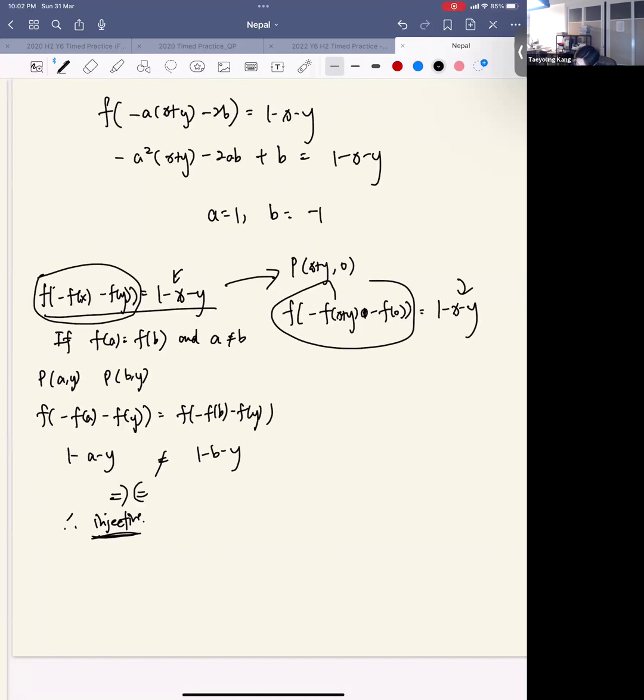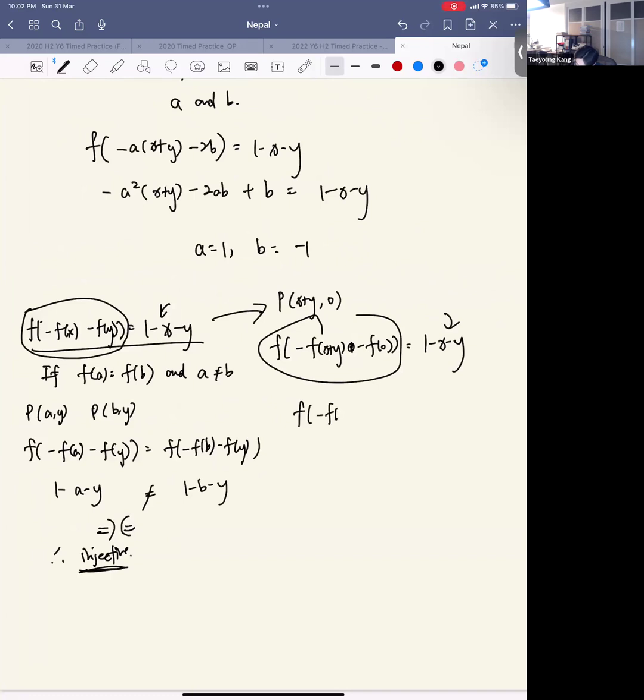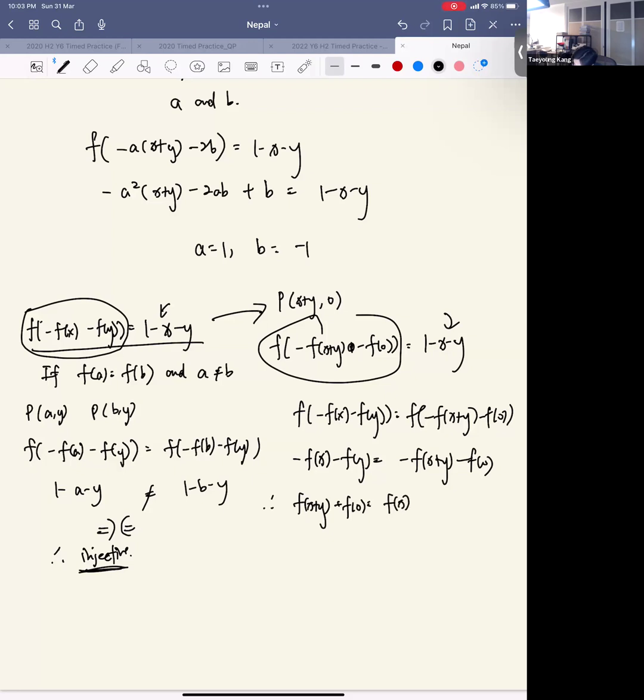So what we'll get is that f(y - f(x) - y) is equal to f(y - f(x+y)) minus f(0). And using the injectivity criteria, we get that minus f(x) minus f(y) is equal to minus f(x+y) minus f(0). Hence, f(x+y) plus f(0) is equal to f(x) plus f(y).